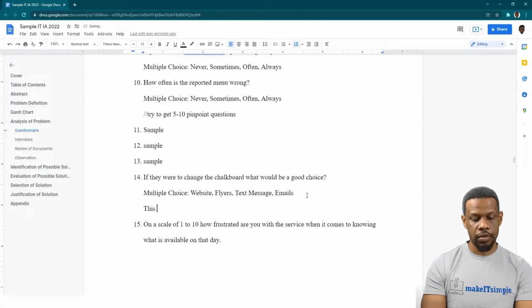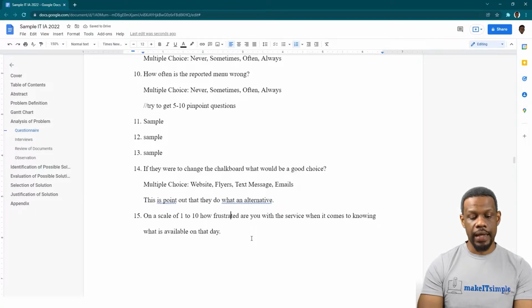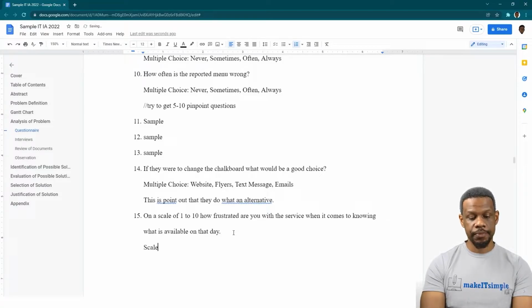And then you could say, oh, sorry, I forgot to put justification for this. This will point out that they do want an alternative. Yeah. Right. Knowing what is available on that day. Cool. And this one would be a scale. And you just put 1 to 10.